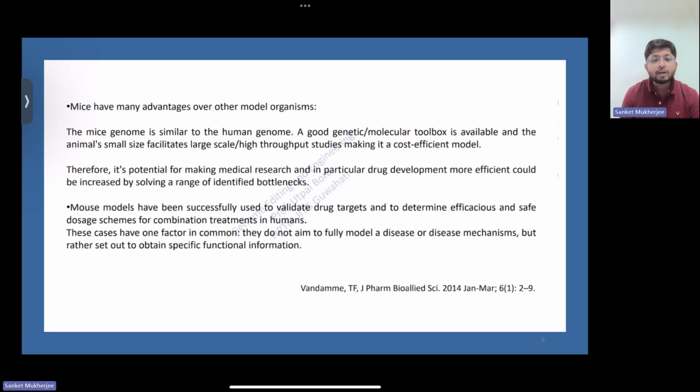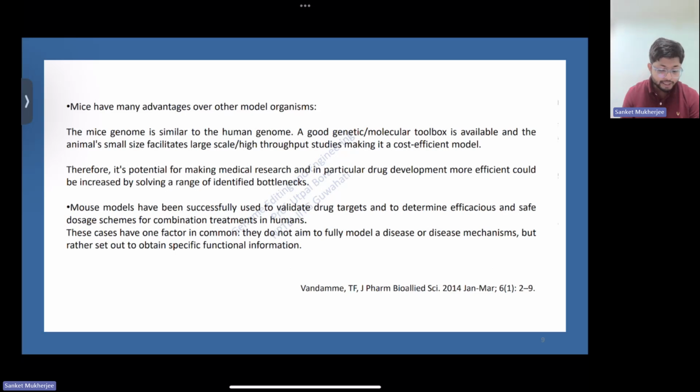So talking about mice, it has a lot of advantages over other animal models. The mice genome is similar to that of humans. It acts as a good genetic or molecular toolbox. And the animal size facilitates large scale, high throughput studies, making it a cost effective model.